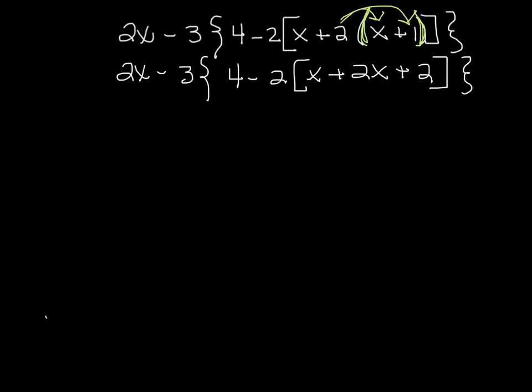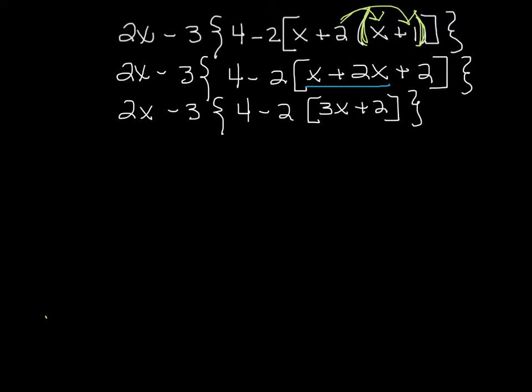I'm now going to combine like terms in here, so I'm going to combine these two guys together. So I get 2x minus 3, 4 minus 2, 3x plus 2. I'm now going to go to the inmost parentheses and I'm going to distribute this 2. And I get 2x minus 3, 4 minus 6x minus 4.